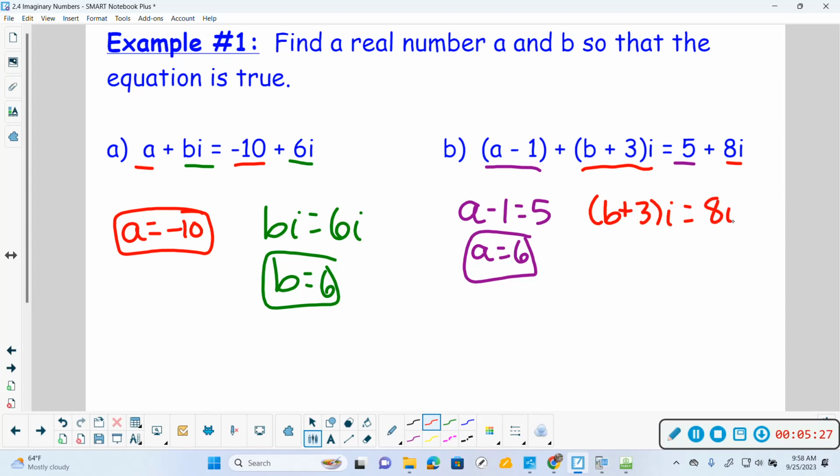and 8i. Now, of course, same thing, the i's are going to cancel. A little mental math, B is what? 5. See, love the imaginaries. Can't beat it. So there's the equations. Can't beat that.